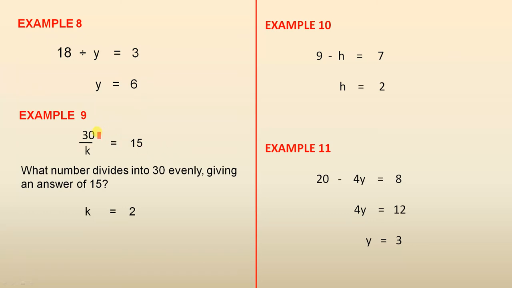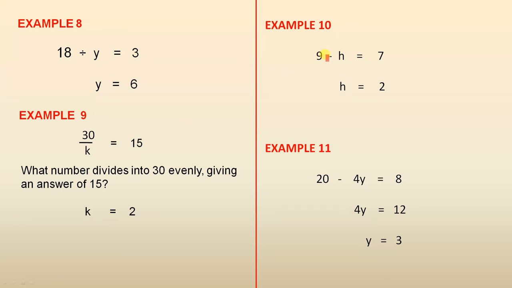Example 9. 30 divided by k is 15. So we're asking the question, what number divides into 30 evenly, giving an answer of 15? Now if you notice, 15 is half of 30. So that gives you a clue that k must be 2. And that is correct. k equals 2, because 2 divided into 30 goes 15 times, no remainder.